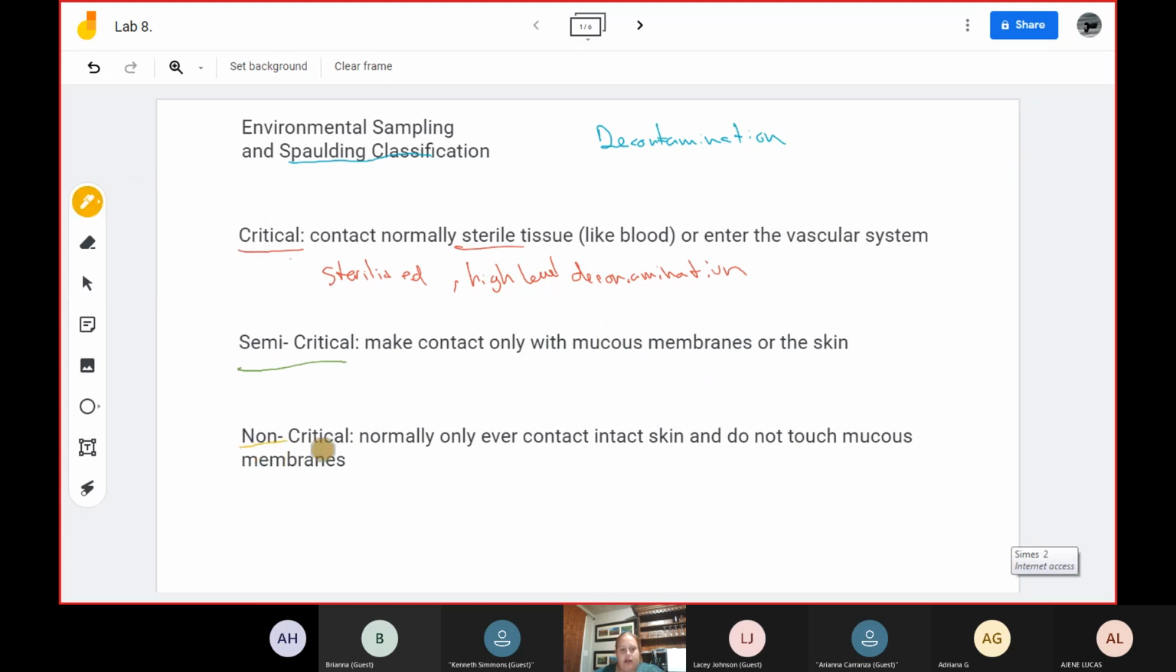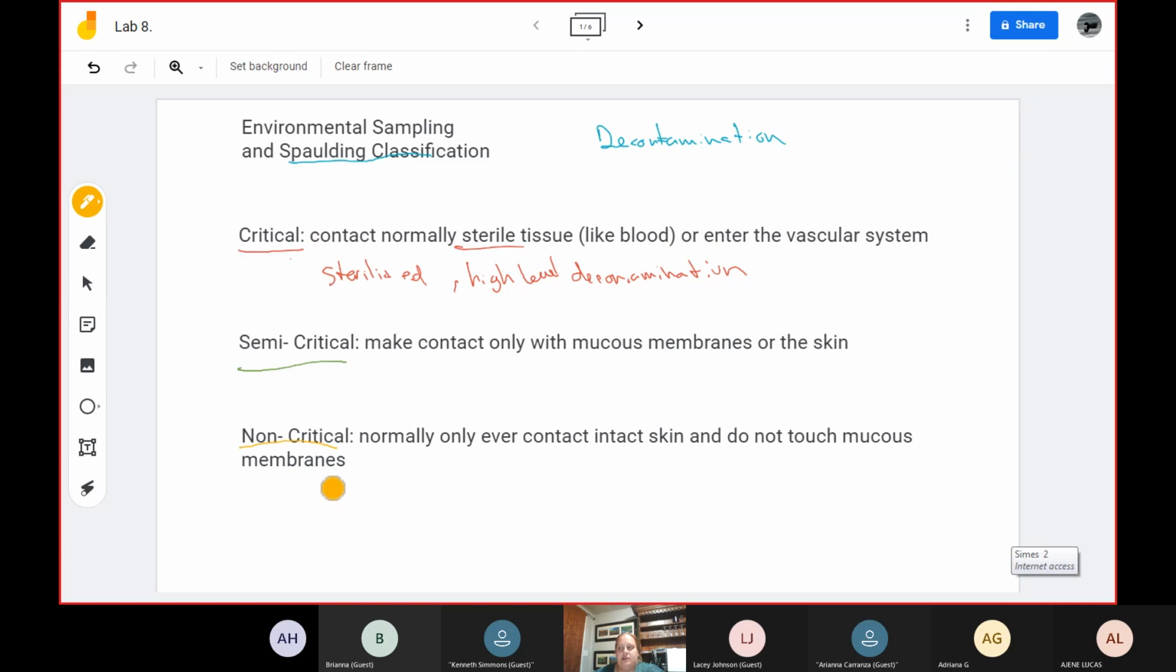And then your non-critical items. So your non-critical items are those items that are usually only touching your skin or don't touch your mucous membranes. So these would be things like sheets on a bed or the bed itself or bedpans, things that are not normally invasive to your patients.